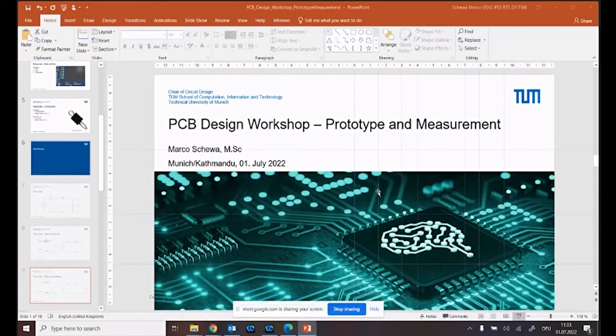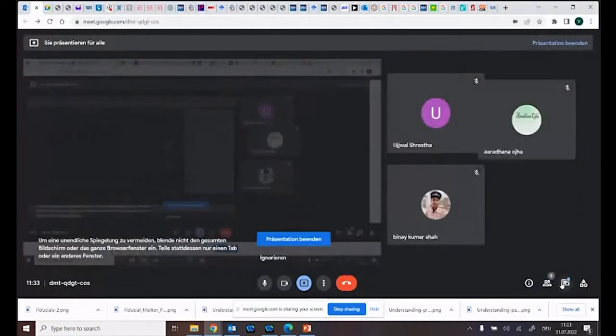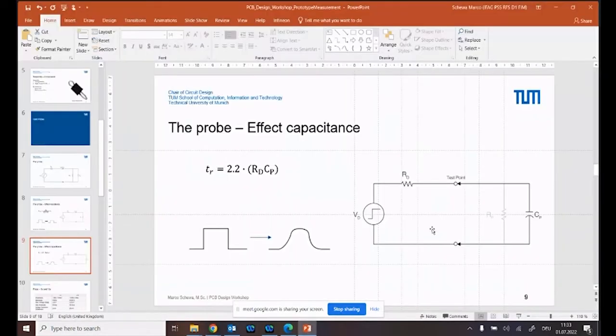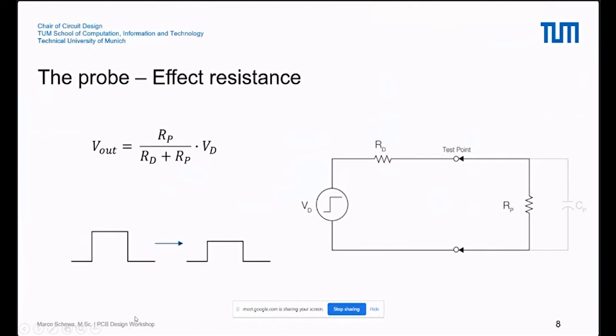So there was a question. Question is, where is V out? Yeah, V out, I mean here. This is V out and here is VD. So we want to measure this point here.